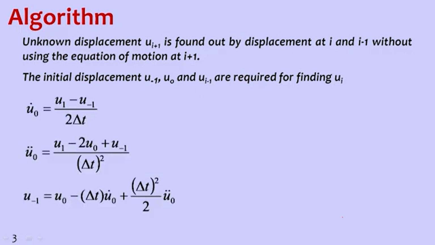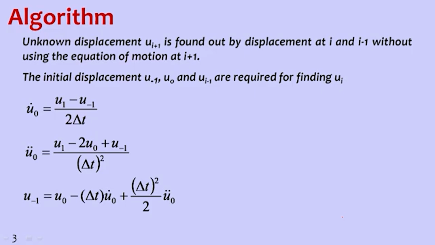So, we go with the algorithm which is used for calculating the displacement of a particular structure or a single degree of freedom system. This is the summary of what we have to do in this algorithm. u dot 0, that is at i equal to 0, the initial condition, can be obtained using u1 minus u minus 1 by 2 delta t, and similarly u double dot 0 will be calculated using u1 minus 2 u0 plus u minus 1 by delta t whole square.